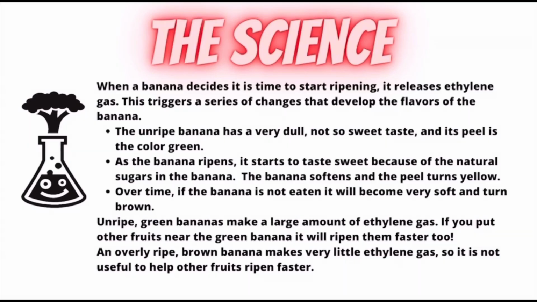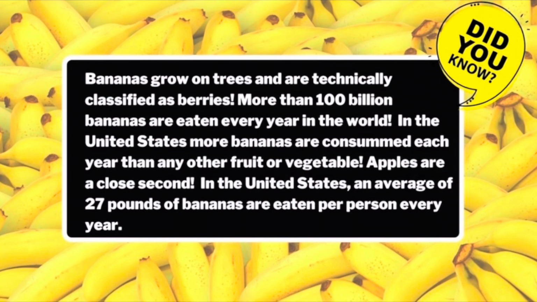Unripe green bananas make a large amount of ethylene gas. If you put other fruits near these green bananas, it will ripen them faster too. An overripe brown banana, however, makes very little ethylene gas, so it's not useful in helping other fruits ripen faster.